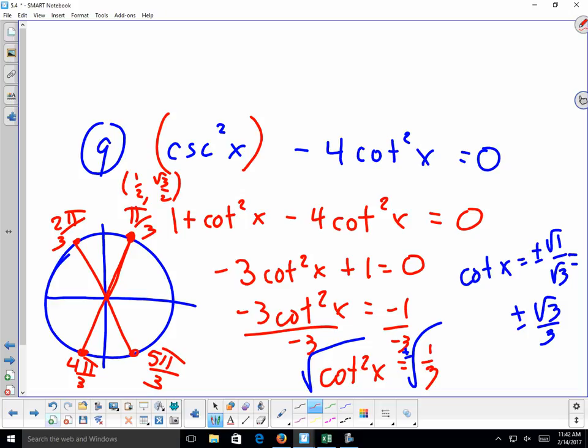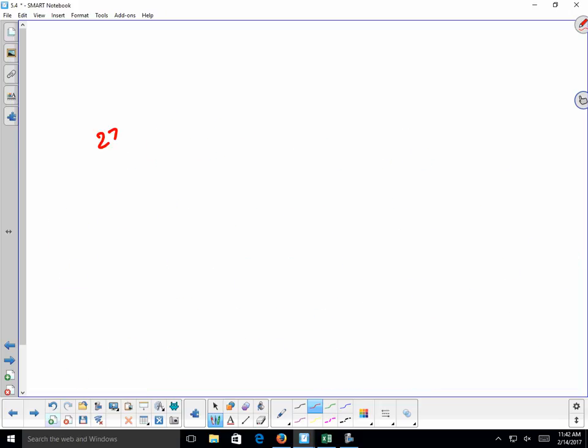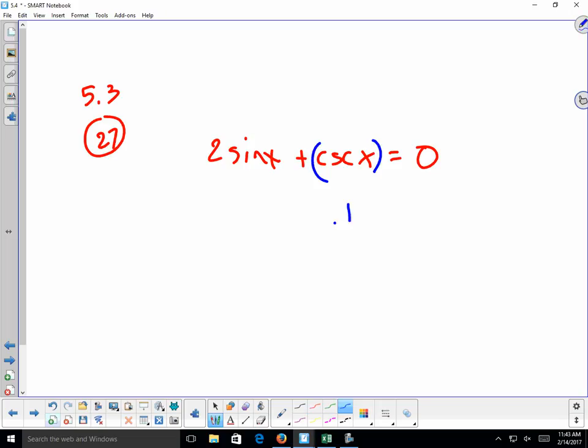Okay, so 2 sine x plus cosecant. This is 27 from 5.3, the book. It is 2 sine x plus cosecant equals 0. Does that look right? Okay. Interesting. Hard to get, no. Well, can we just use an identity? Can we rewrite cosecant as 1 over sine? Anybody try that? Did that get you anywhere?